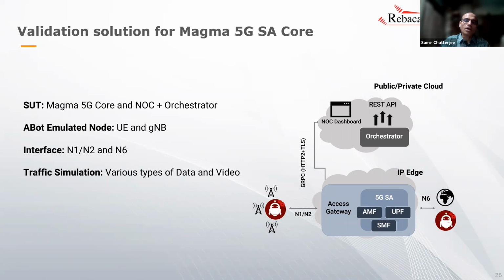We're supporting N1, N2, and the N6 interface. And in this simulation of G-Node Bs and UEs, you can distribute these G-Node Bs across different parts of your network. So you can run UEs simultaneously. So you can test out different access gateways simultaneously through these different G-Node Bs that you can run in parallel and test out your access gateway as you are running.